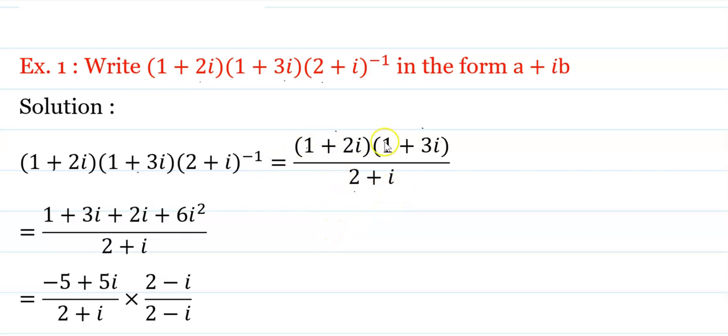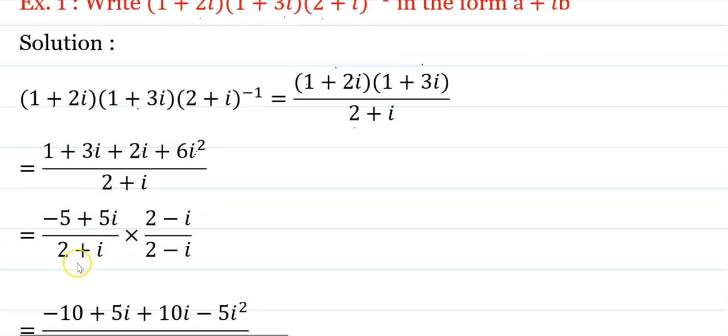Simple multiplication: 1 into 1, you are getting 1. 1 into 3i, here is 3i. Next, 2i into 1, 2i. 2i into 3i, that is 6i square. I square is minus 1. Okay, minus 6 plus 1, you are getting minus 5. 3i plus 2i, you are getting 5i. And the denominator is 2 plus i.